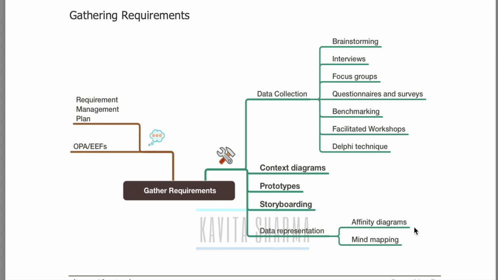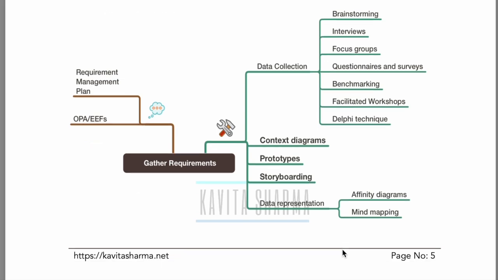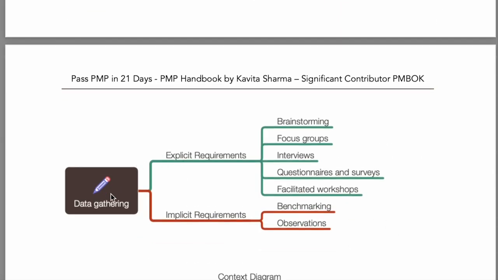I can represent data using affinity diagram, mind mapping, and so on. What is affinity diagram? Let's look at the keywords, they're going to come later. So when I talk about requirements, they can be explicit or implicit. What is implicit requirement? The requirement which people think and do not tell you, they assume. So it's very important for you as a project manager that you should be able to gather both types of requirements. Explicit, we know these techniques, and implicit is benchmarking and observation.